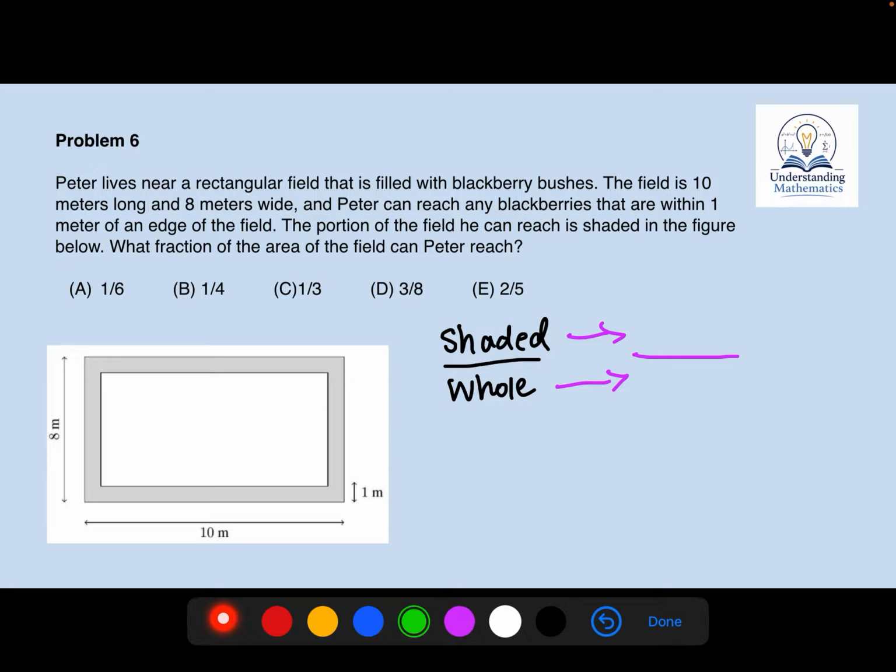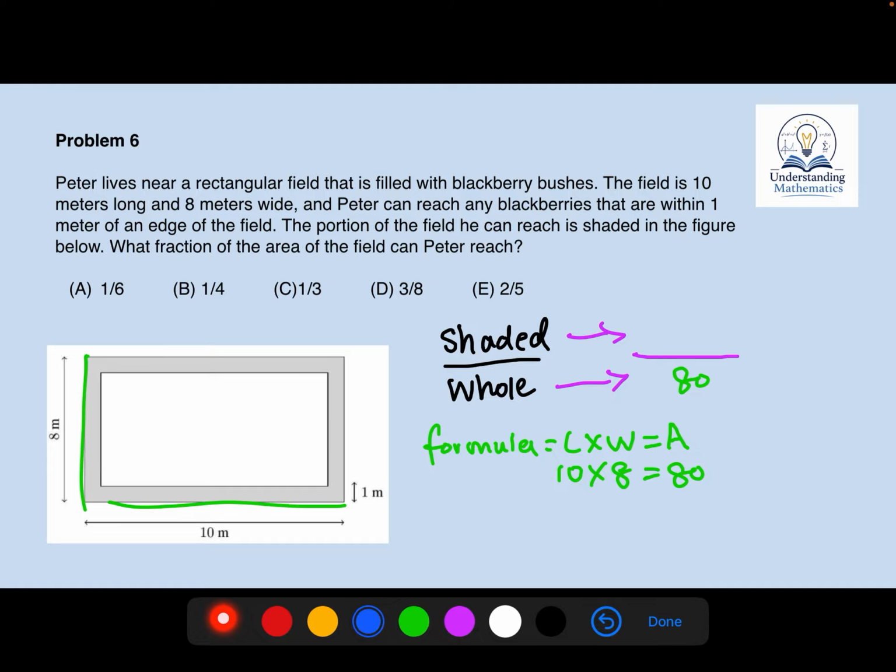So, using our formula, to find the area, length times width is equal to area. Length times width would be, in this case, 10 times 8, which is 80. So the whole would be 80. Now we find the shaded part. We have two ways of finding the shaded part. The first way is we use the whole minus the white part, which is 8 times 6, because we don't have this one part and then this one part, so it would be 6 and 8. So that would be 80 minus 48, which is 32.